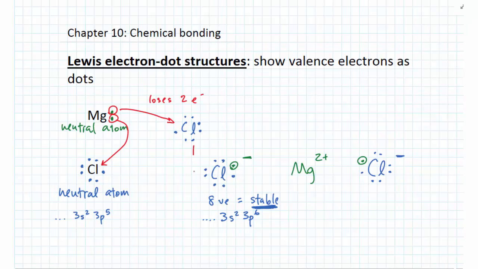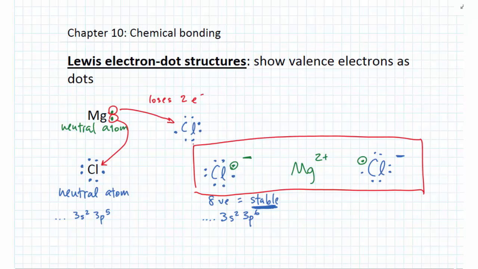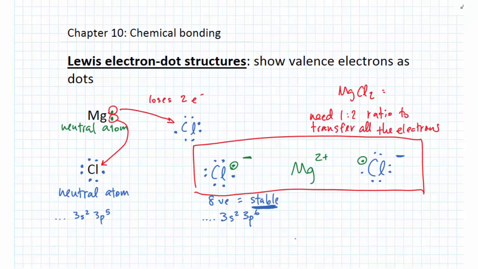So this right here, what do you suppose the formula is for magnesium chloride? It's not just MgCl. MgCl2, because we need that 1:2 ratio in order to transfer all the electrons. So that's the real reason. Before we were talking about getting the charges to balance out. Really what's happening is that if magnesium wants to lose 2 electrons, and if each chlorine needs to gain 1 electron, we need to have the right number of atoms for those exchanges to take place.